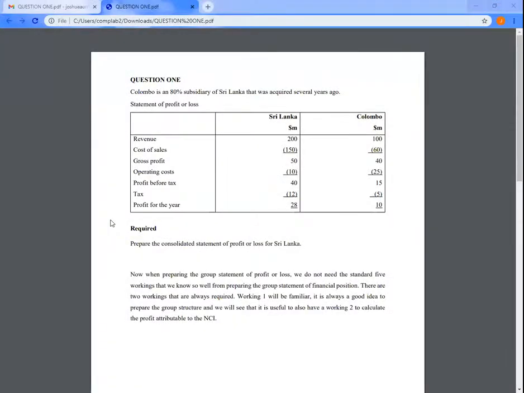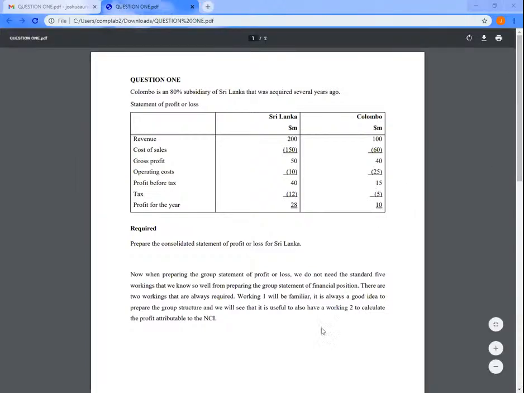When you look at Colombo, it is the one whose profits we are sharing. Its profit for the year, the 10, is what is being shared out by the parent and the NCI. I know for sure that NCI will be taking 20% of Colombo's profit. I'm repeating this again: NCI is taking 20% of these 10, because the parent has 80%.